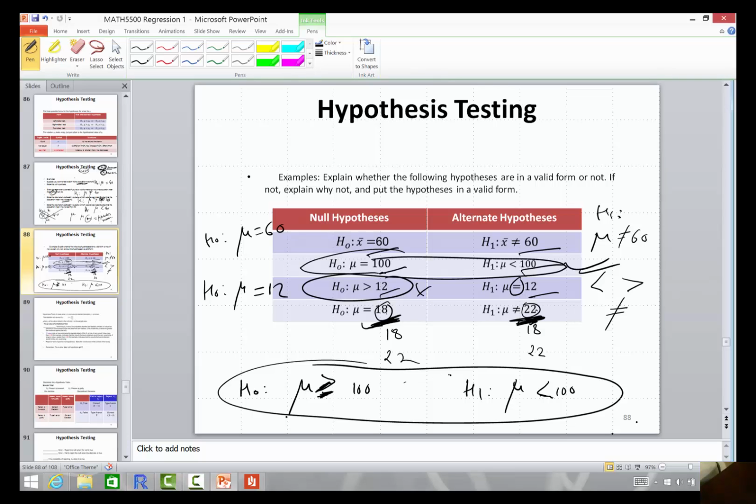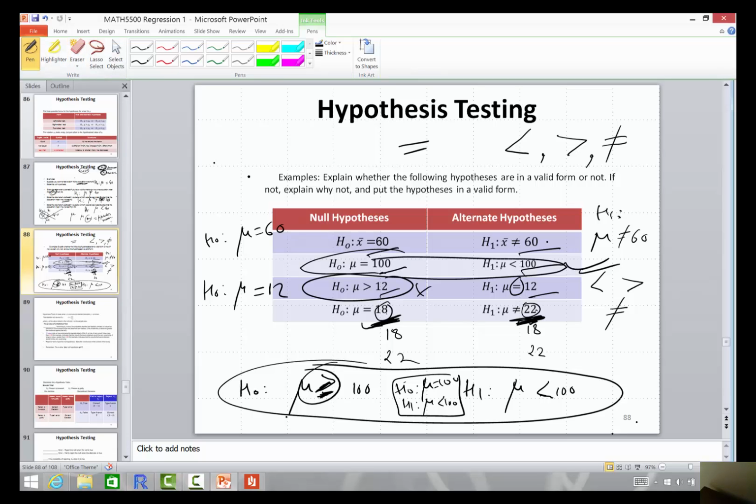What you do is: null hypothesis, mu is equal to 100. The alternate hypothesis, mu is less than 100. That's what you need to understand. Do not worry about this. Again, the null hypothesis has this sign. The alternate has this or this or this, any one of these. That is how you write down the null hypothesis and the alternate hypothesis.